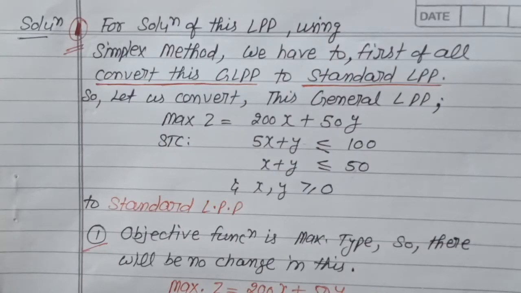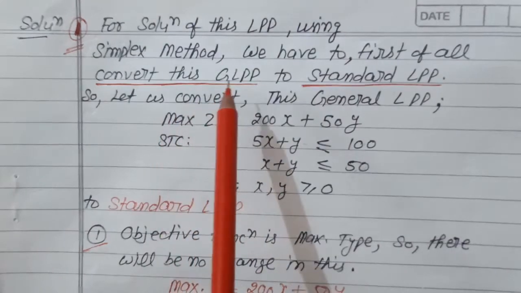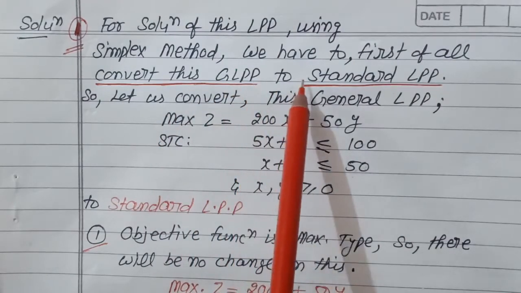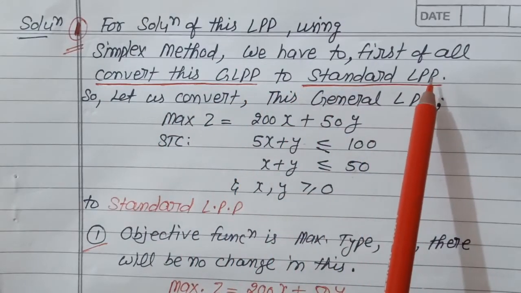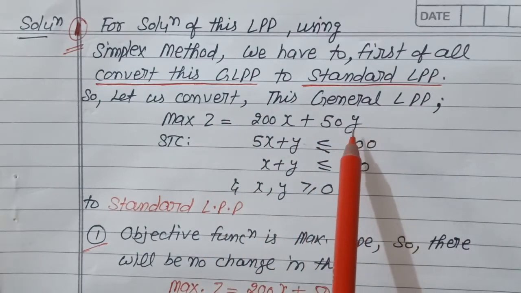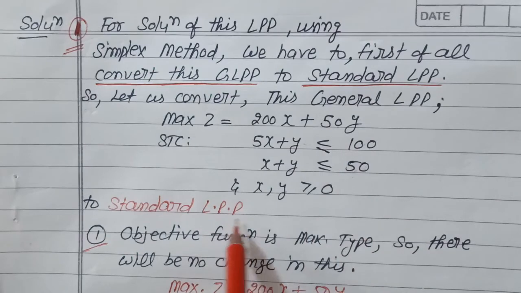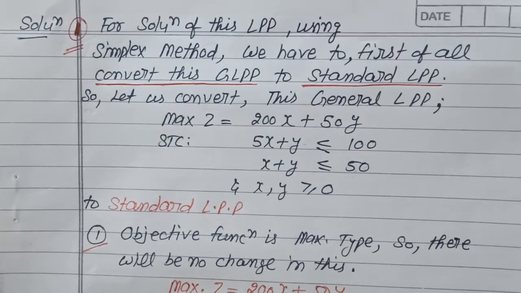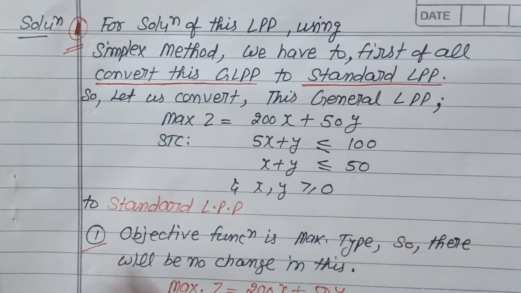So the first step for solving a linear programming problem using the simplex method is to convert the given general linear programming problem to a standard linear programming problem. So this is the general LPP which we have to convert to standard LPP. For that purpose we have to check four conditions. Let us check these four conditions one by one.